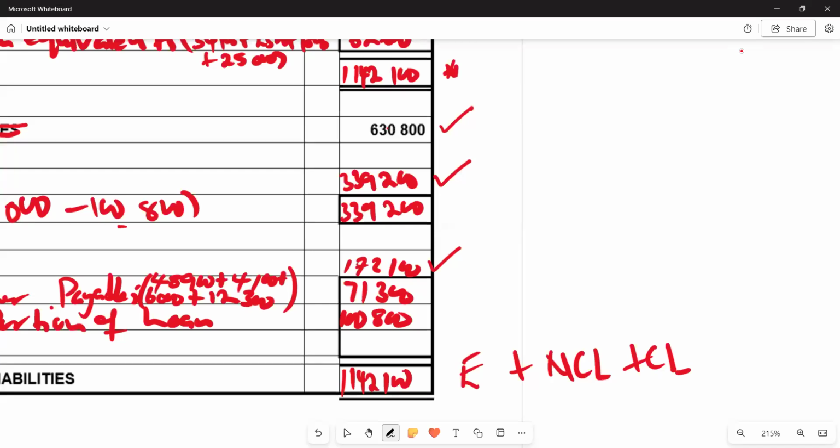So we see that the total for equity and liabilities is equal to the total that we have for assets. So this is the fulfillment of the accounting equation, which says assets is equal to equity plus liabilities. So this is what we have, guys, according to this video on the preparation of one of the financial statements, which is the balance sheet.